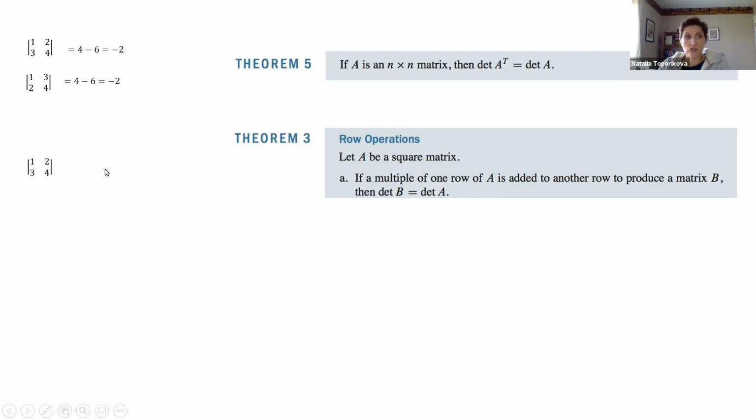Again, let's try to confirm the property using our very simple matrix. Let's say we take this matrix, we're calculating the determinant, and we want to reduce it to echelon form. Of course, our first order of business will be to get rid of this 3 over there and get 0 instead. So we will take our first row, multiply it by 3, and subtract it from the second one. Theorem 3a tells us that the determinant will be the same. So let's try to calculate it.